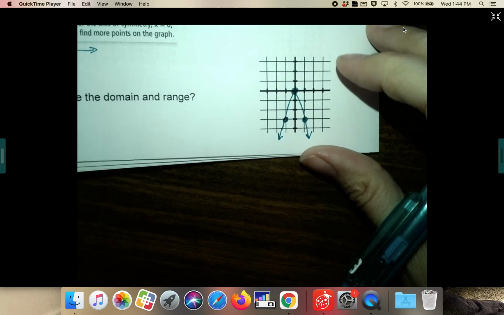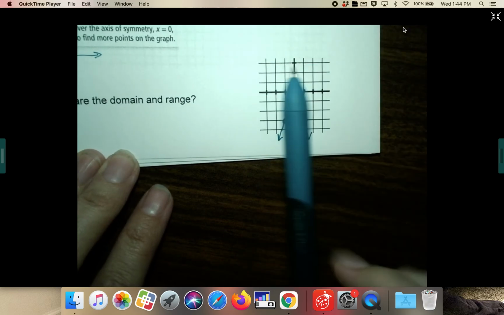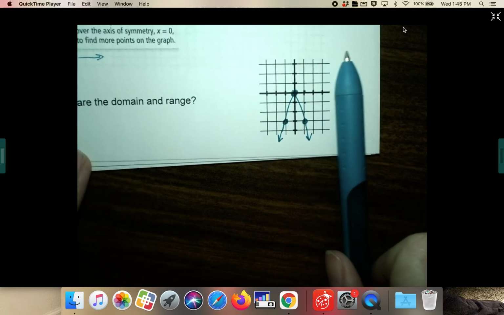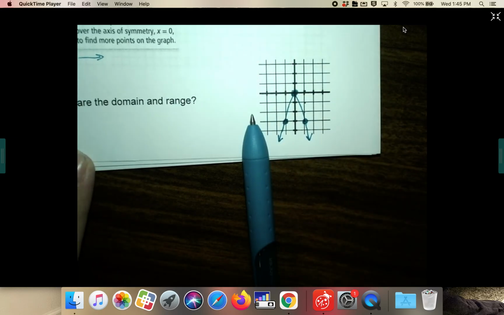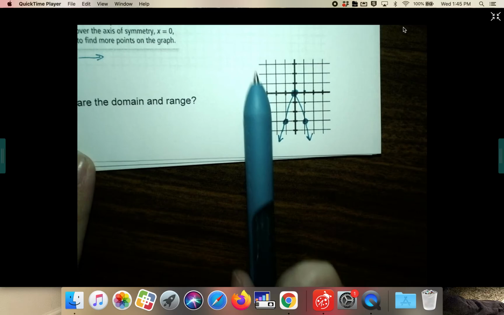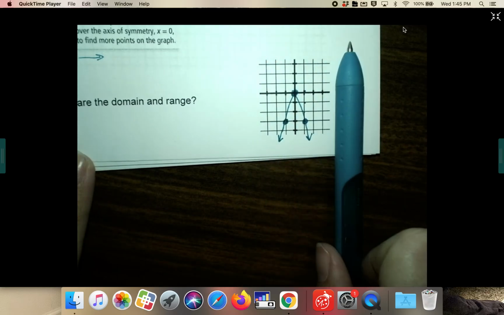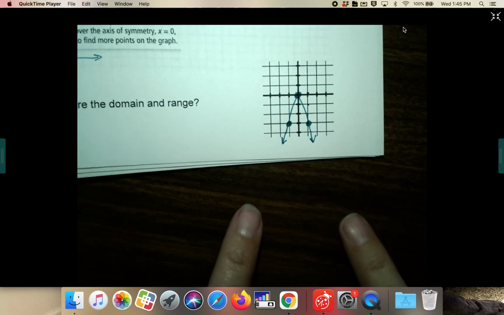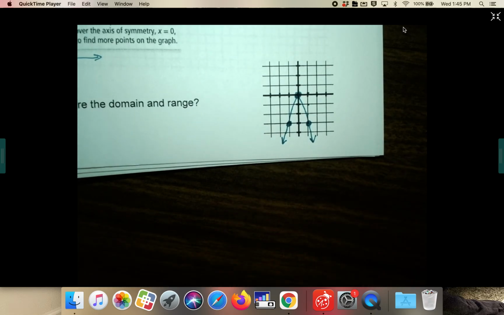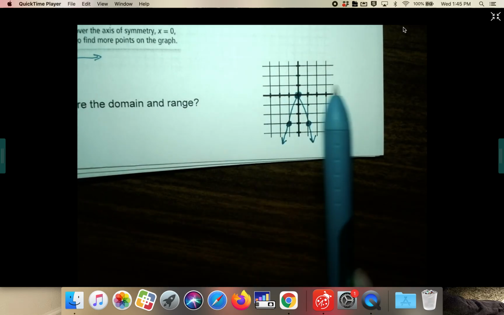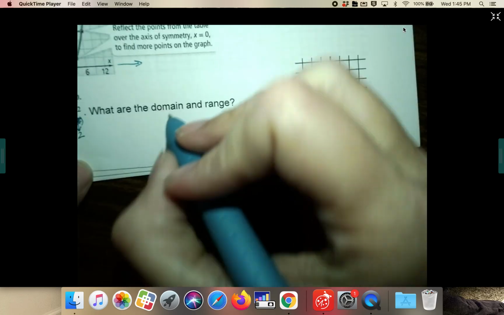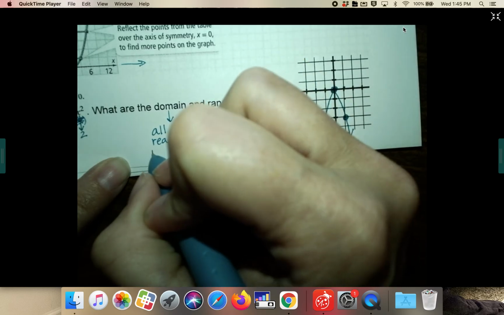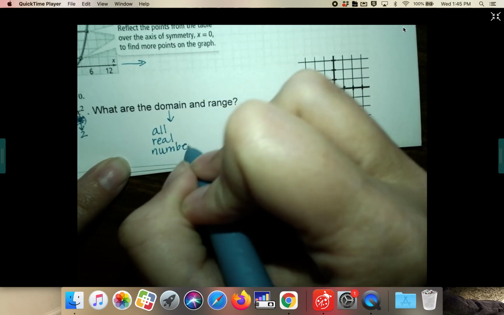So our domain, which is how far left and right it goes, is forever. Because eventually, if I put a vertical line like my pen is, going left to right, it would touch my parabola everywhere. So this is going to keep going out, getting wider and wider and wider. So it would touch left to right anywhere. So the domain is all real numbers. Every number it will touch left to right.